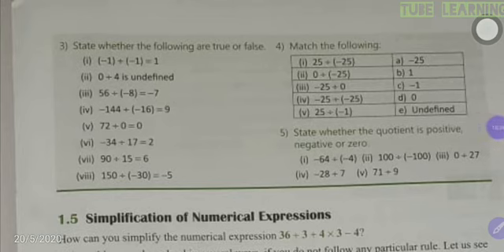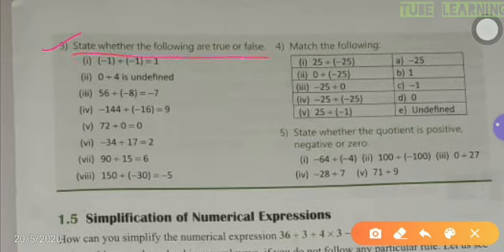Next, third number you see. What is given? State whether the following are true or false. True or false we have to state. First one given is minus 1 divided by minus 1 equals 1. True or false? Of course it is true, because minus 1 is a negative integer, minus 1 is a negative integer, so 1 divided by 1 is 1, and both are of negative sign, the same sign.